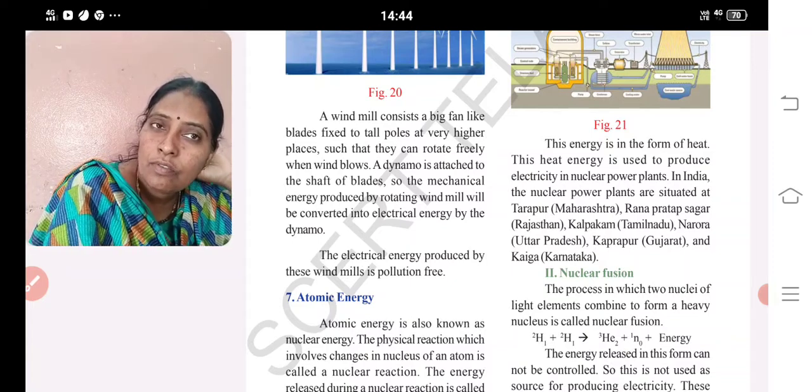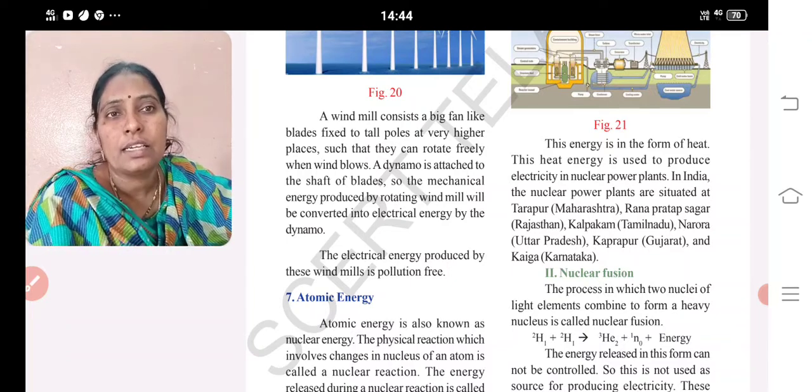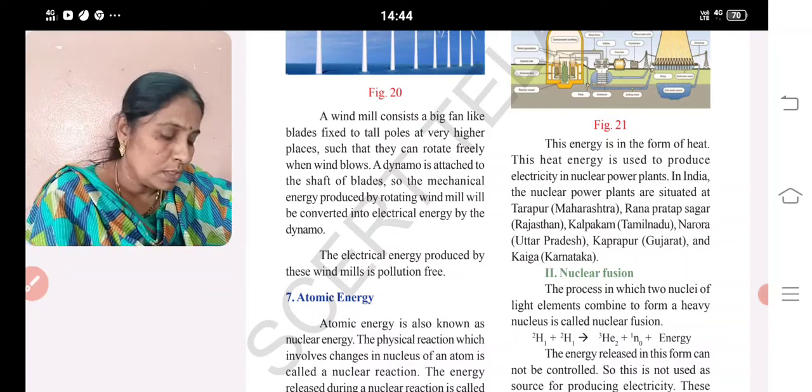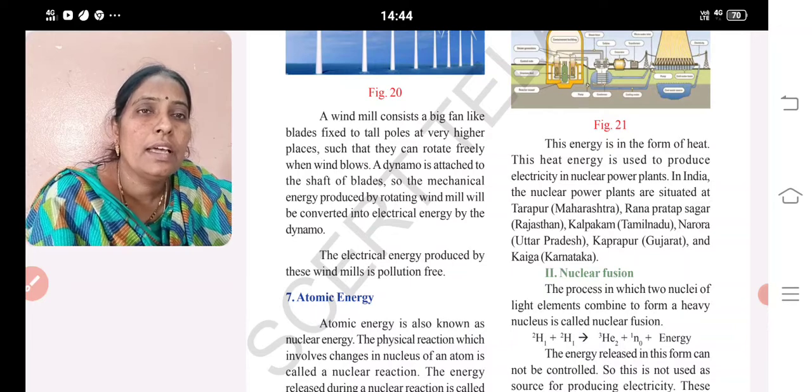Which device will convert wind energy into electrical energy? A dynamo is a device which converts wind energy into electrical energy. And the electrical energy produced by these windmills is free and pollution free.